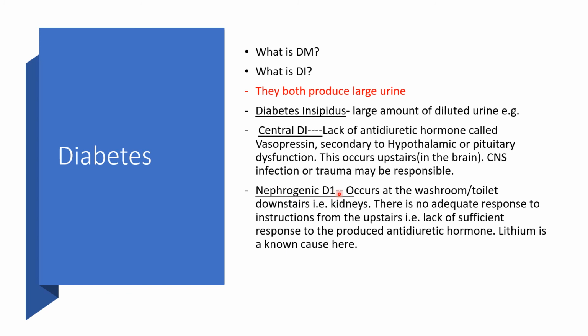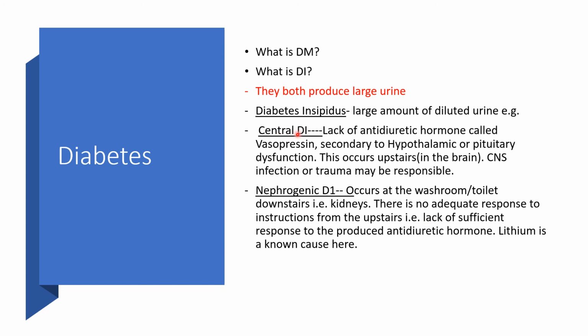In that case, the trouble will occur downstairs at the washroom or toilet, depending on where you are, or depending on the name you call it, toilet or washroom. And I call it downstairs because it's not happening in the brain. I call the brain upstairs, right? So downstairs, the trouble is happening right inside the kidneys in nephrogenic diabetes insipidus. Here, there is no adequate response to the instructions from the upstairs, meaning there's lack of sufficient response to the already produced antidiuretic hormone. That is the problem.